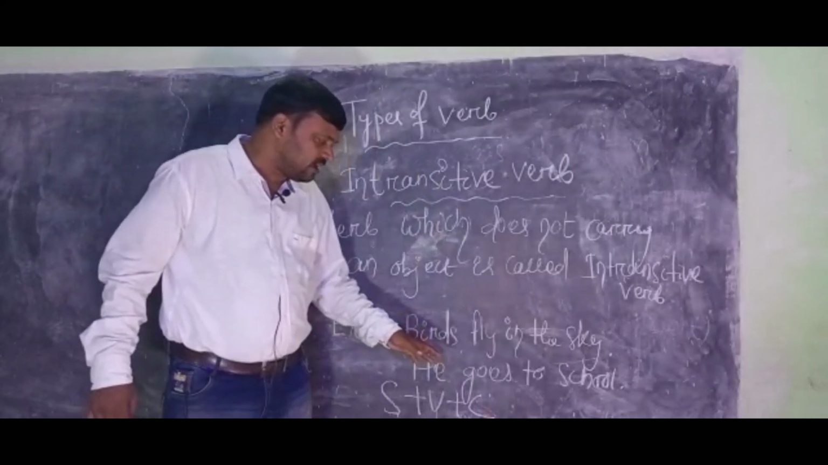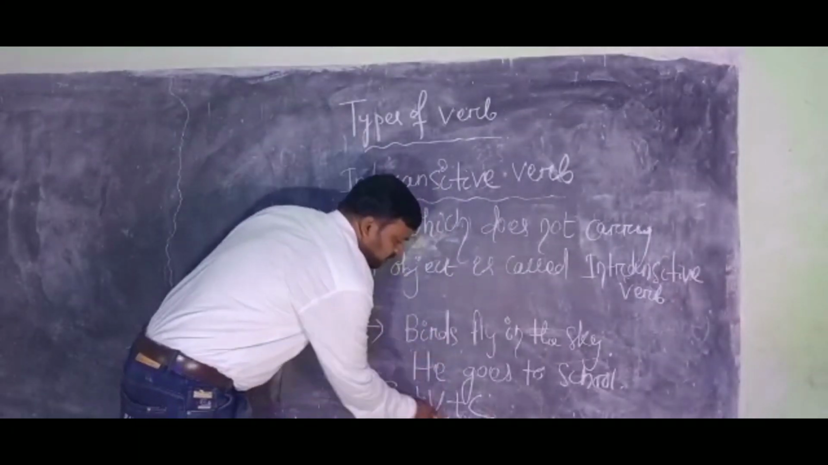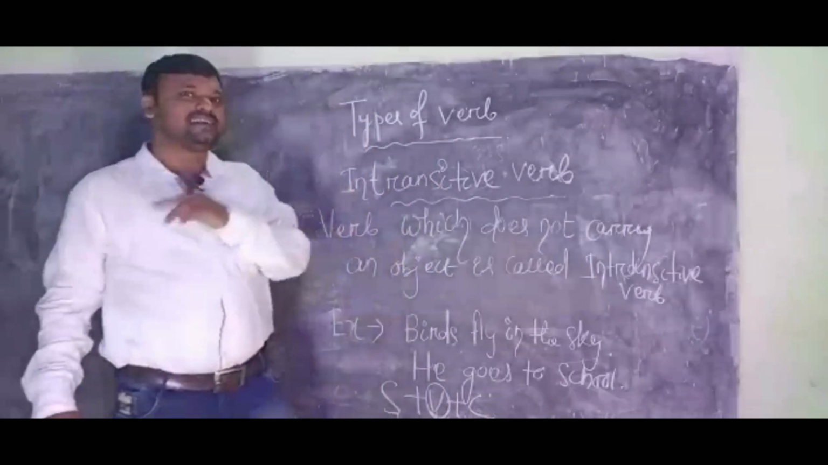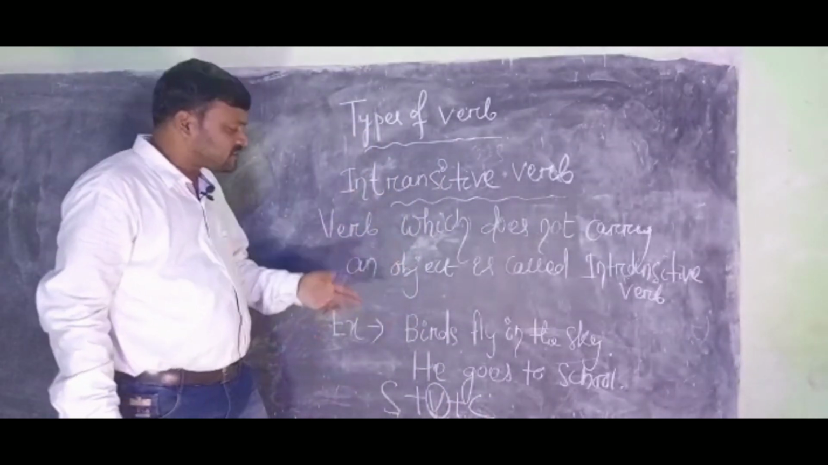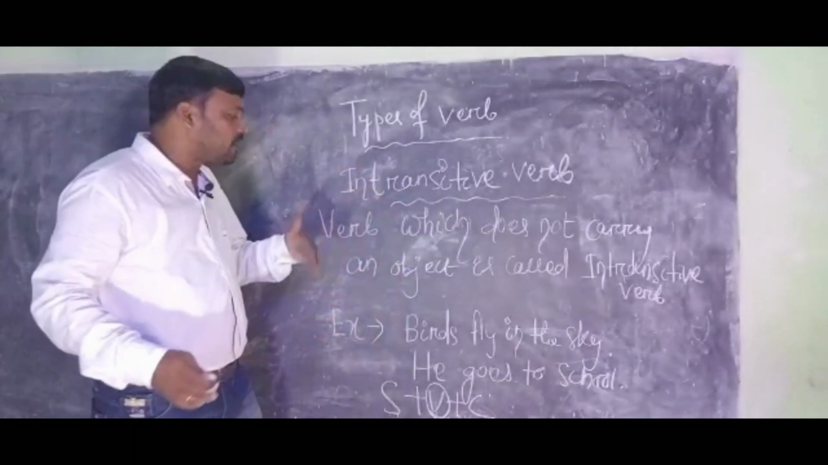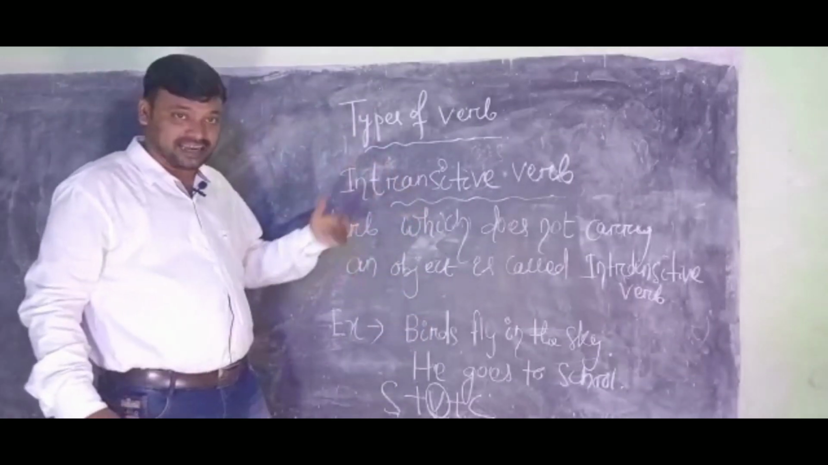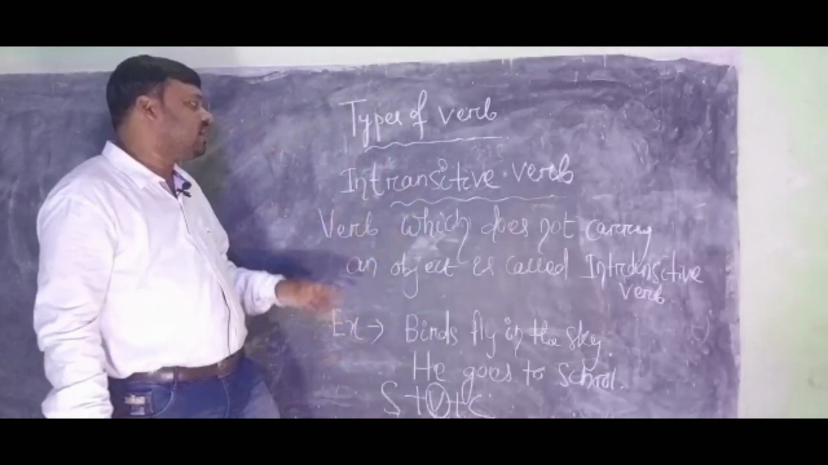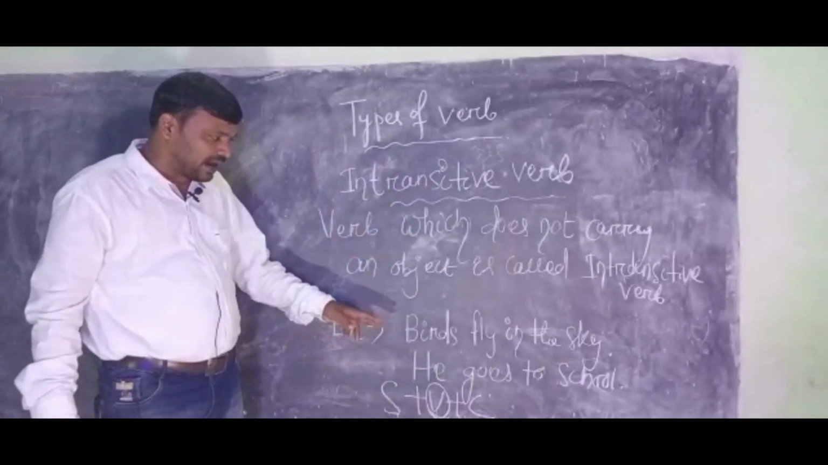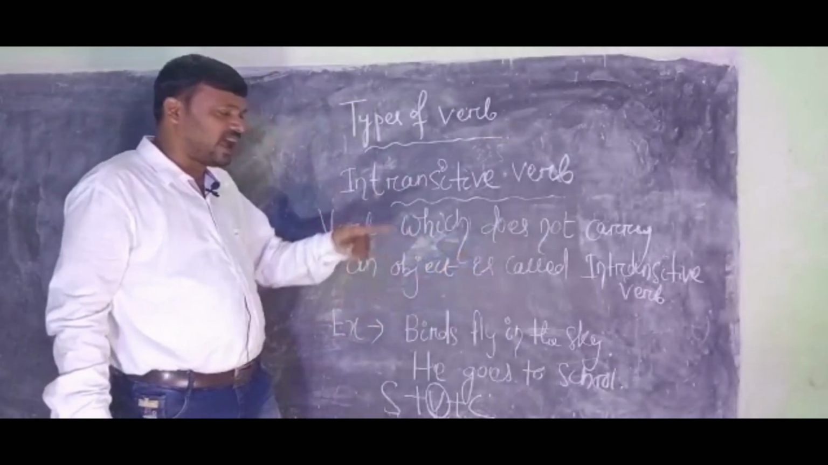If there is a complement instead of an object, here the verb is known as your intransitive verb, because the verb does not carry an object, as there is no object. In place of an object there is a complement in the sentence. So let's have an example. Birds fly in the sky.